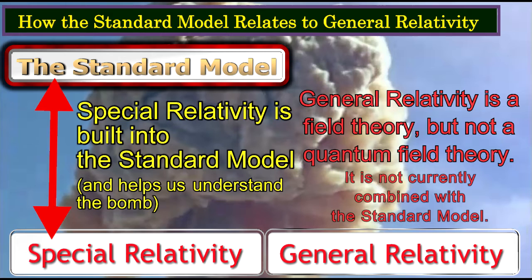Remember that all sorts of cockamamie theories are possible. Only the ones that make verifiable predictions are considered to be science. Therefore, general relativity currently sits apart from the Standard Model. Many physicists would like to see them merged.